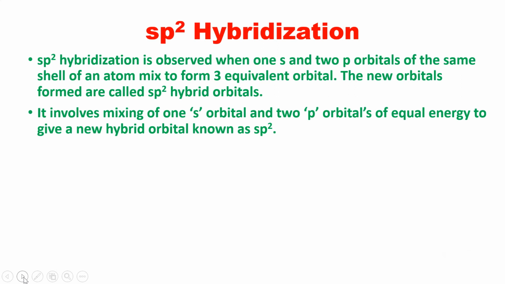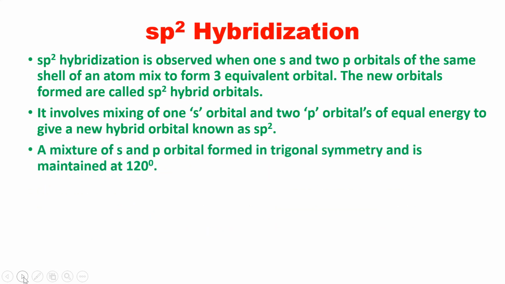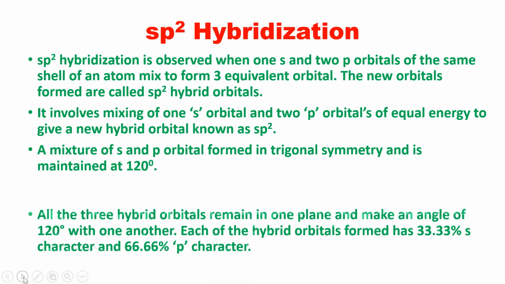It involves mixing of 1s orbital and 2p orbitals of equal energy to give new hybrid orbitals known as sp2, and the mixture of s and p orbitals forms a trigonal symmetry and is maintained at 120 degrees. So this is the main difference between sp3 and sp2: the bond angle in the case of sp3 was 109 degrees, and in the case of sp2 hybridization it is 120 degrees, and it will be different for sp again.